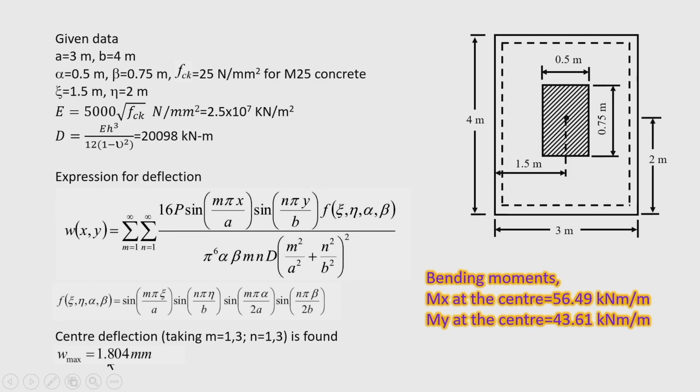Again the deflection will be maximum at the center, and bending moment in both the directions, say Mx and My directions, is calculated. In the x direction it is 56.49, in the y direction it is 43.61 kilonewton meter per meter. Remember one thing, that all the stress resultants, that is bending moment, shear force, twisting moment, all are expressed in their respective units per unit length of the plate. Suppose for example, the bending moment unit is kilonewton meter, so it has to be expressed as kilonewton meter per meter.